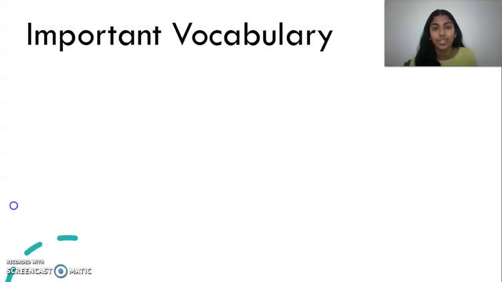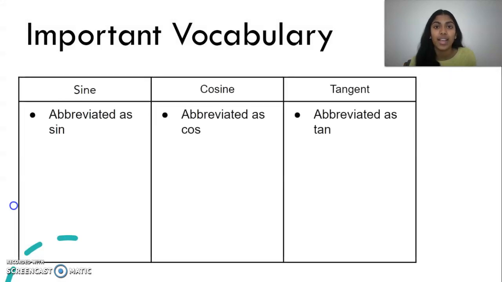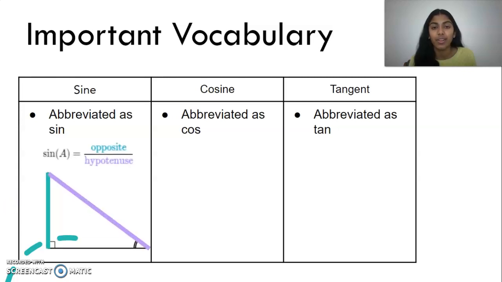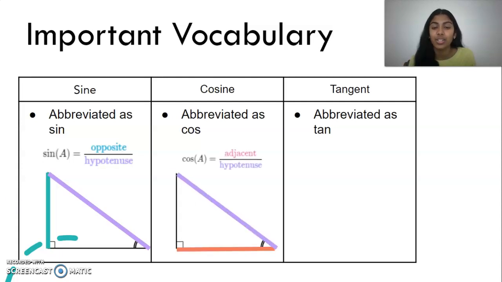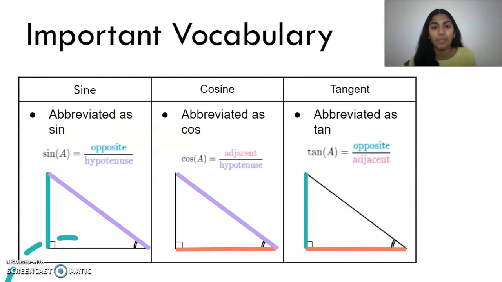Some more words you will see throughout this unit are sine, cosine, and tangent. These words signify major calculations that you will be doing. Sine is abbreviated as SIN and is equal to the opposite over hypotenuse value of any right triangle. Cosine is abbreviated as COS and is equal to the adjacent over hypotenuse value. Tangent is abbreviated as TAN and is equal to the opposite over adjacent value of a right triangle. Keep in mind that these are all right triangles.